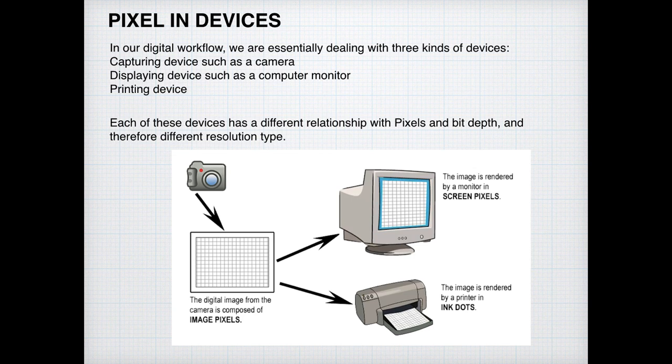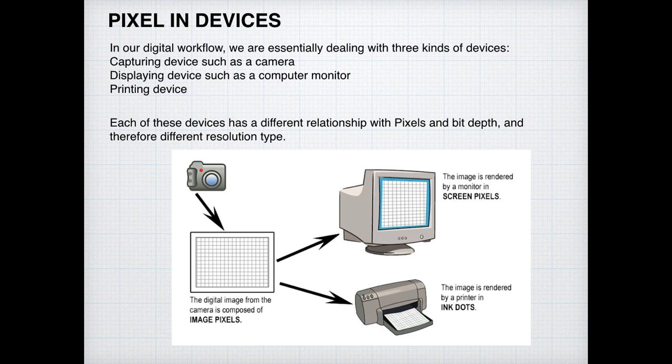And then our printing device, which is connected to our display device, and we use that to control the output of whatever type of product or material we're looking for. Each of these devices has a different relationship with pixels and bit depth and different resolution types, which I'm going to talk about next. Okay, so here we go.